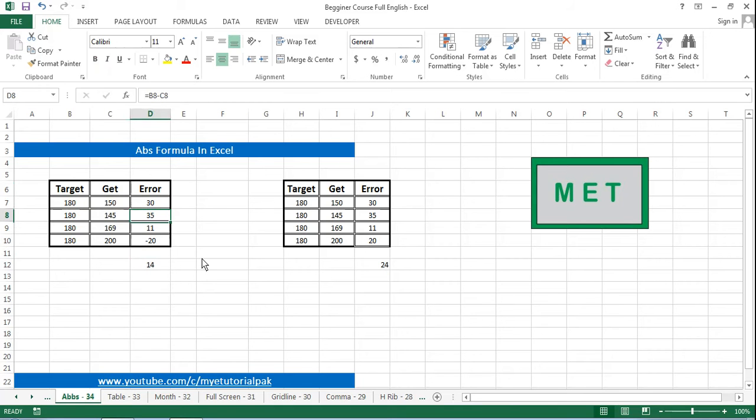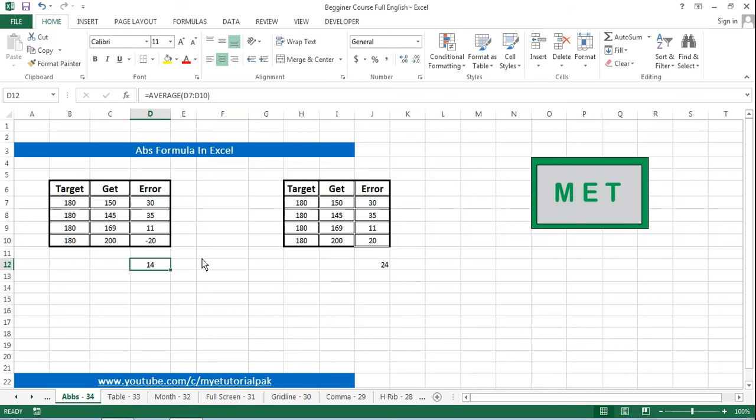So here is 180, 145, 180, 169, and here is 180, and he gets 200. Here we get the difference of the target and the result, like here is 30, 35, 11, and here is 20, which is showing minus 20, which is wrong.